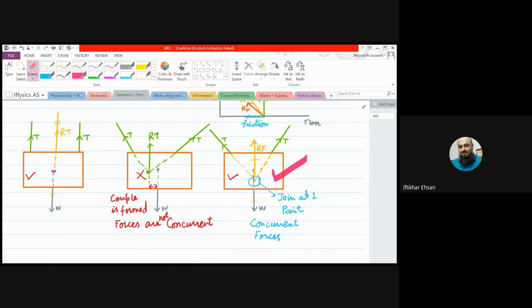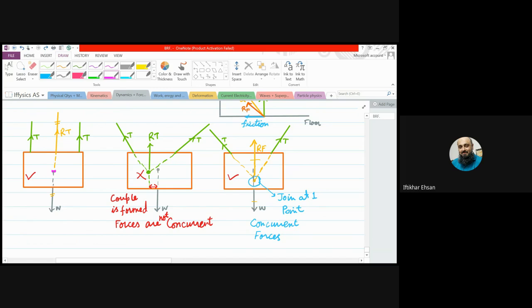But if all three forces are not joining at one point, their points of action are not the same. They are acting at different points. When joined backward, they form a couple. They are not concurrent forces. The forming of a couple makes the object rotate in this direction, and the object is not in equilibrium in this position. So this is not in equilibrium.